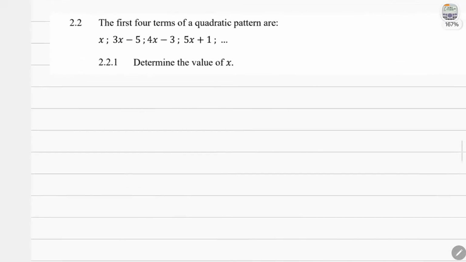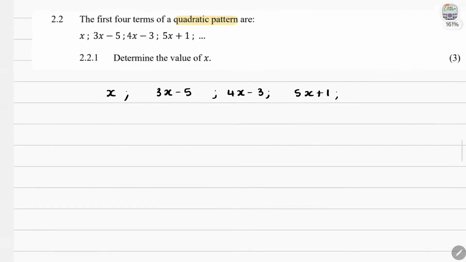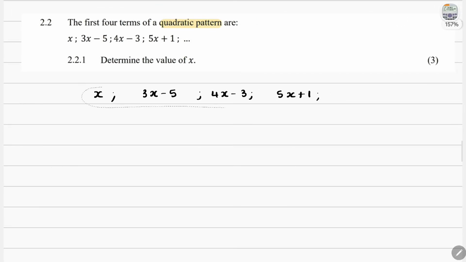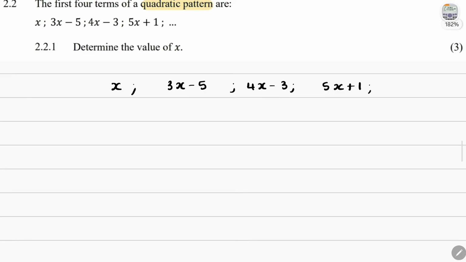Question 2.2 says the first 4 terms of a quadratic pattern are x and then 3x minus 5, and so on. So we have 4 terms and they want us to determine the value of x. Let's rewrite our pattern first. In order to find x, we're going to use the fact that the second difference is constant, and that's where we're going to create an equation.